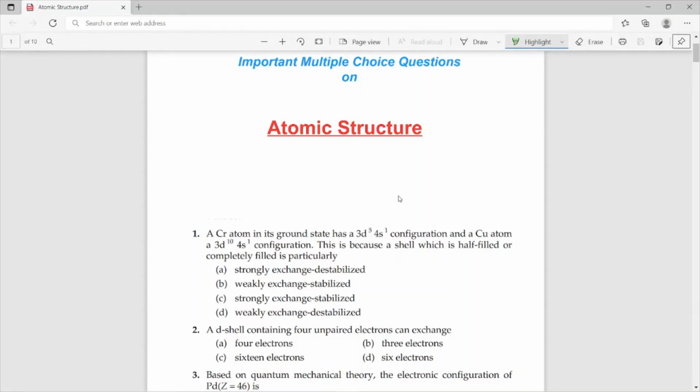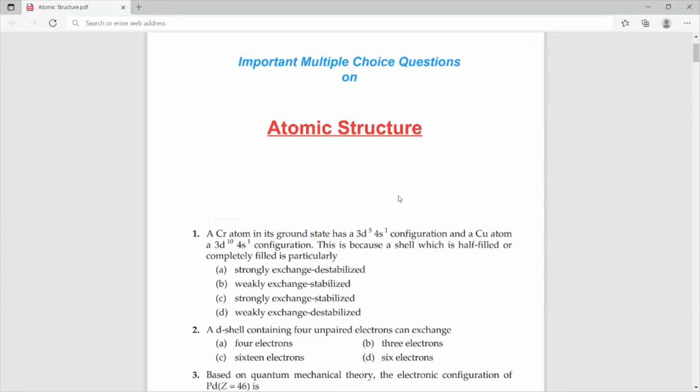Today I will talk about a very important topic of atomic structure and some important multiple choice questions on the atomic structure chapter. There are around 70 questions and I will talk about their answers. These are very important for any competitive exam or any kind of exam having a chemistry paper where atomic structure is a chapter. So let's start.